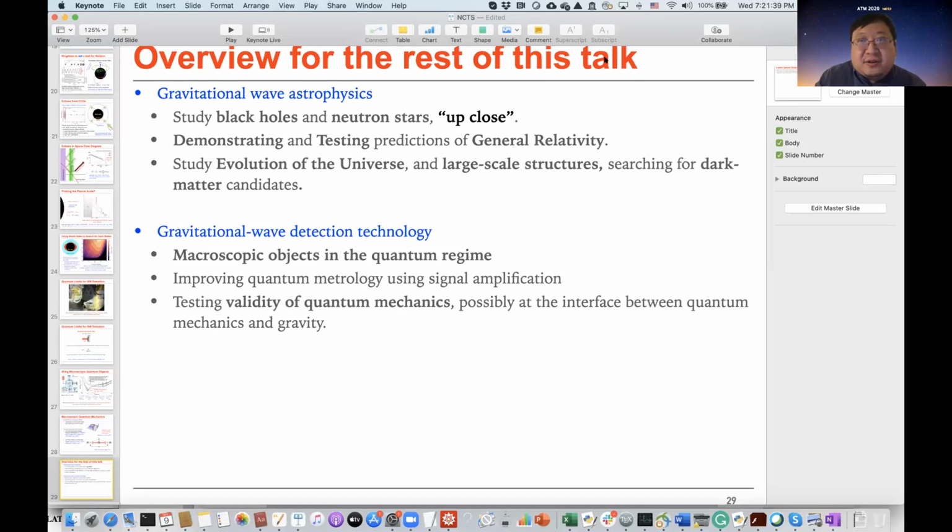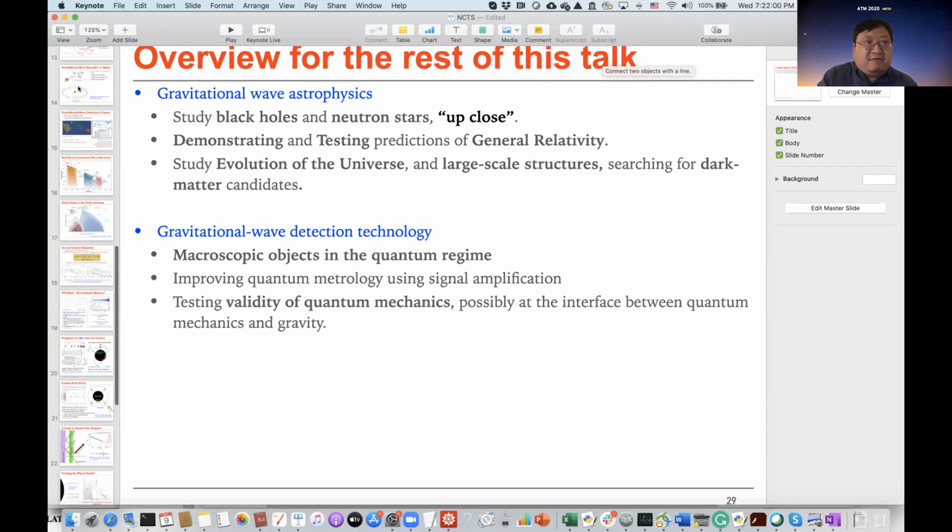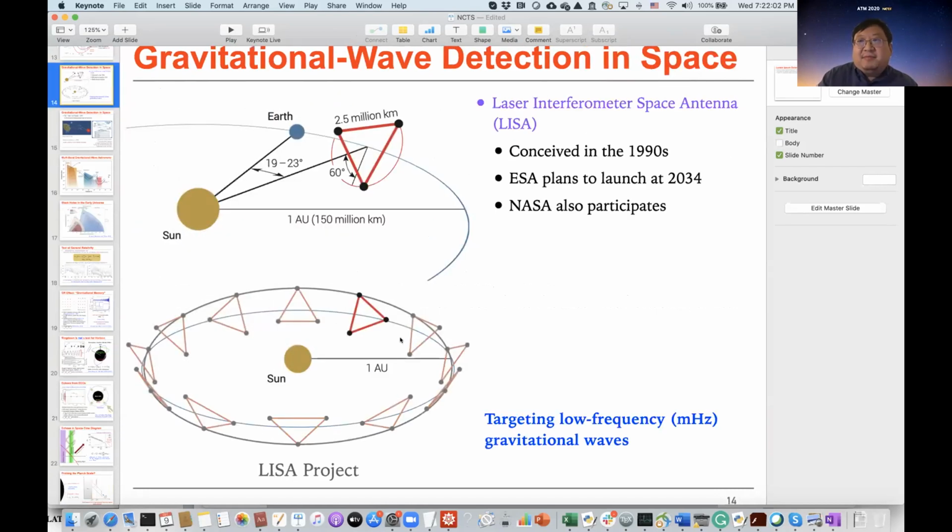Any questions? I saw one question on the Q&A. Should I answer the question on the angle between the LISA detector orbital plane and the orbital plane being 60 degrees? Is there a reason for that? I can answer this question.